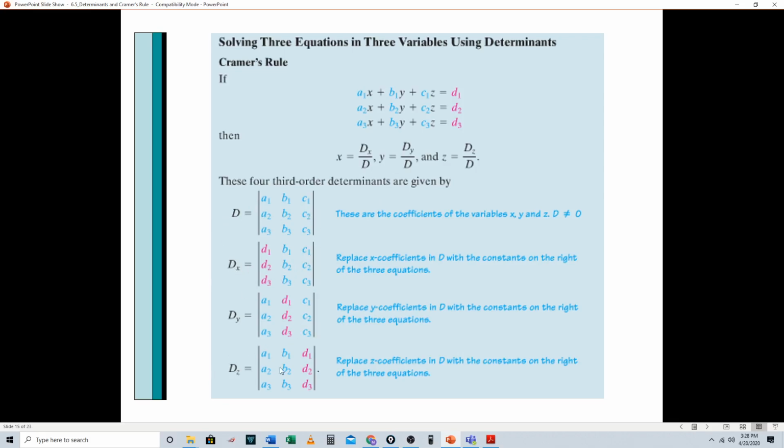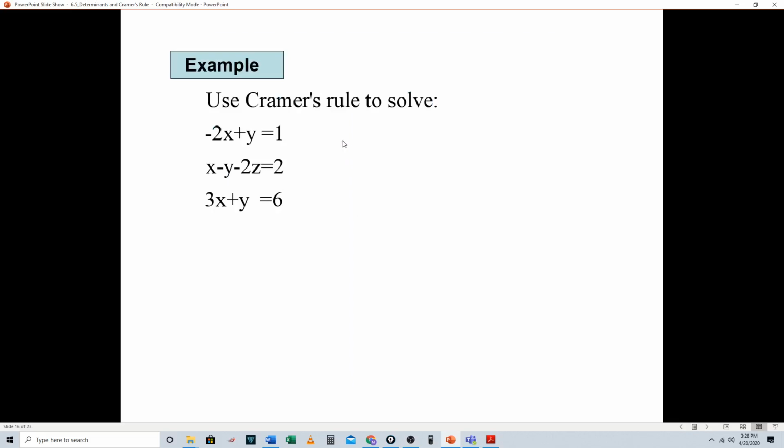So, just like before, you have your determinant D, and then you have your matrix D, matrix X, matrix Y, matrix Z. For X, you're going to replace your X column with your solutions. Y, replace the Y column with the solutions. And then Z, replace the Z column with the solutions.